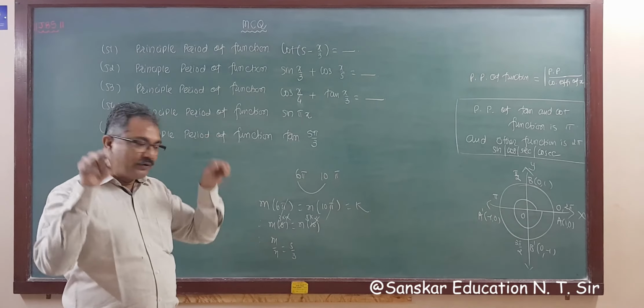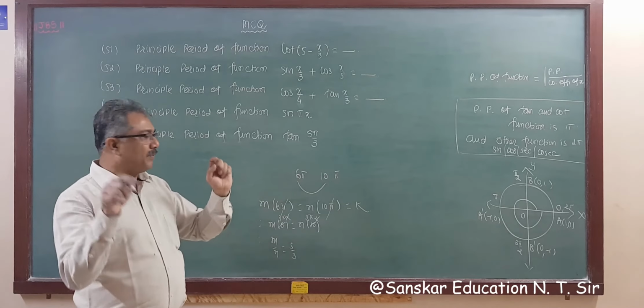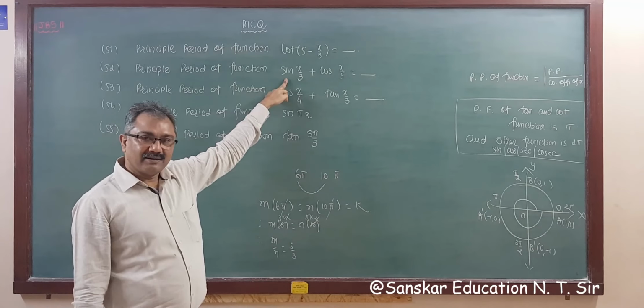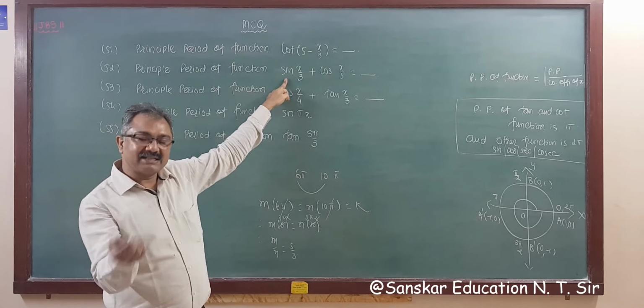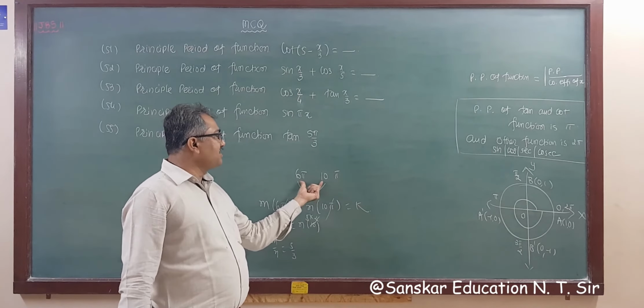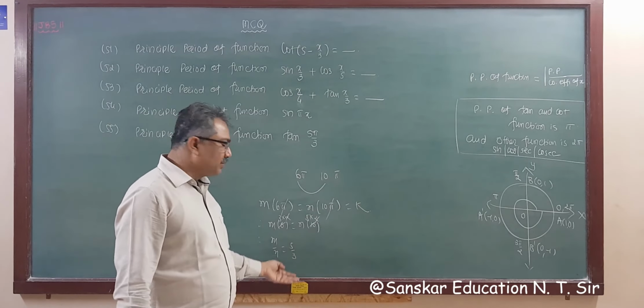So instead of doing all this, remember, write down the principal period of this. That is 6π, 2π upon 1 upon 3, that is 3 goes to the numerator, so 6π, and this is 10π, and the LCM of these two is your answer. So no need to do this again.